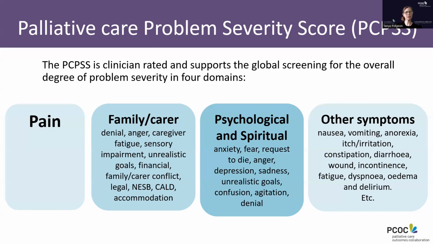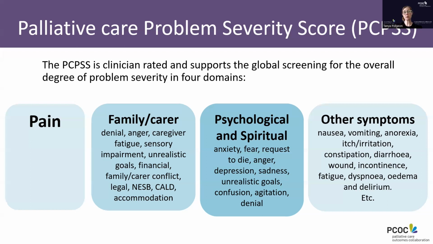If so, what is the overall severity of the symptom or combined symptoms? Also, is the patient experiencing psychological or spiritual problems? How much of a problem are the psychological or spiritual issues? And are the family or carers experiencing problems, and what are the severity of these problems? A severe rating or 3 for family carer may trigger referral to social work or pastoral care.